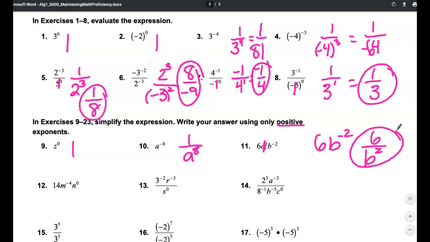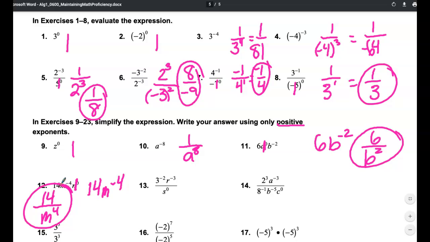Okay? Number 14, I have something that equals 1. What equals 1? N to the 0 equals 1. So 14 times 1 is 14, but I still have m to the negative 4, so what do I do with that? Move it to the bottom, so 14 stays on top, and then m to the 4th on bottom.